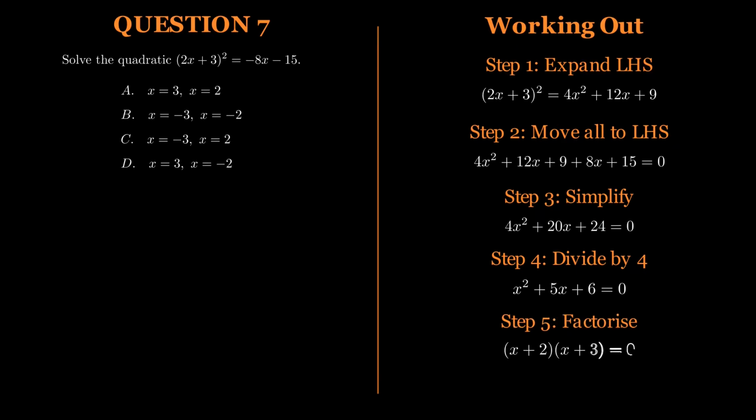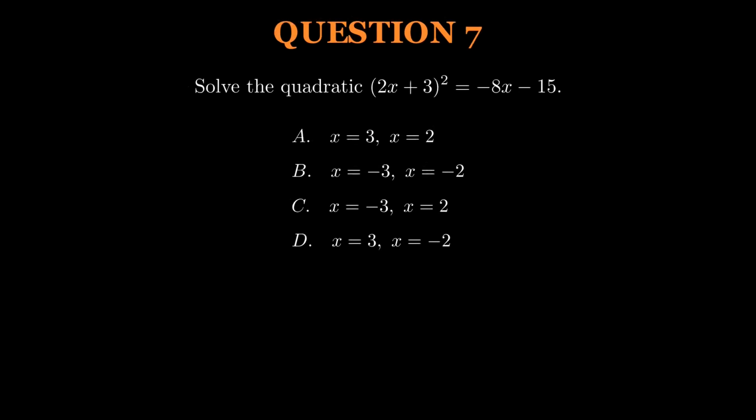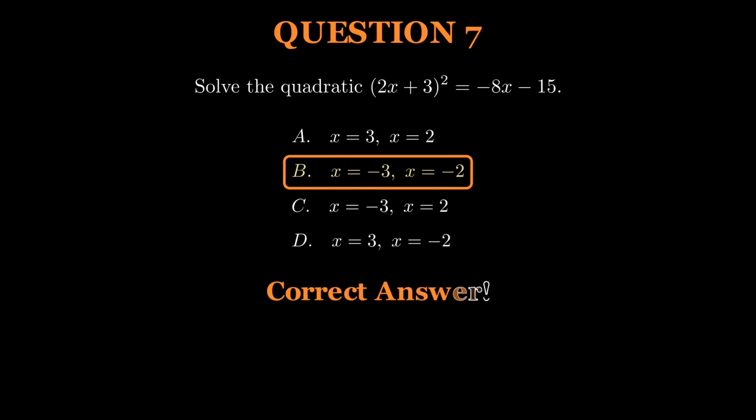Step 5. Now factorize the quadratic. x squared plus 5x plus 6 factors as (x plus 2)(x plus 3) equals 0. Therefore, the solutions are x equals negative 2 or x equals negative 3. Looking at the options, the correct answer is B, x equals negative 3 and x equals negative 2.